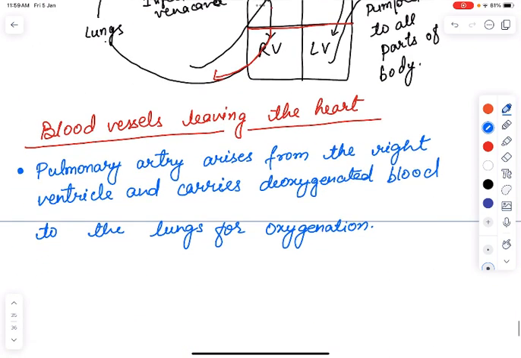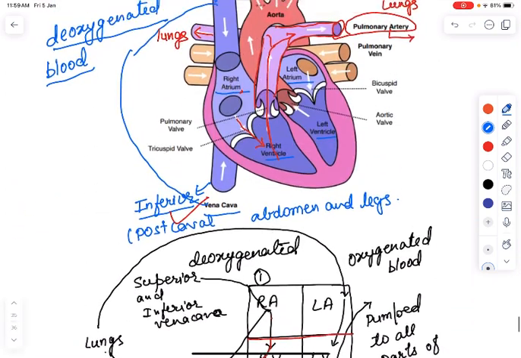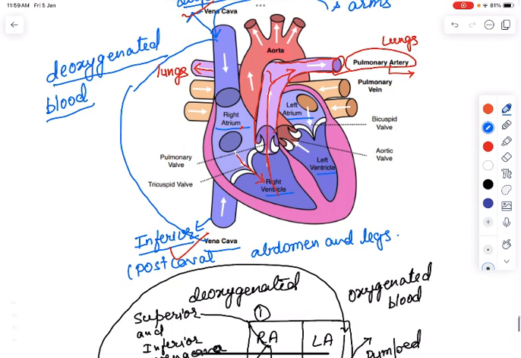सो पहला तो ब्लड जो वेसल्स हैं लिविंग द हार्ट, जो हार्ट से बाहर की ओर जा रहे हैं. सो सी दिस फ्रॉम द वेंट्रिकल्स ओनली द ब्लड विल बी लीविंग फ्रॉम pulmonary arteries, and the second one from the left ventricle the blood will be leaving from aorta to all parts of the body. ये दो हो गया, aorta हो गया and the pulmonary artery.